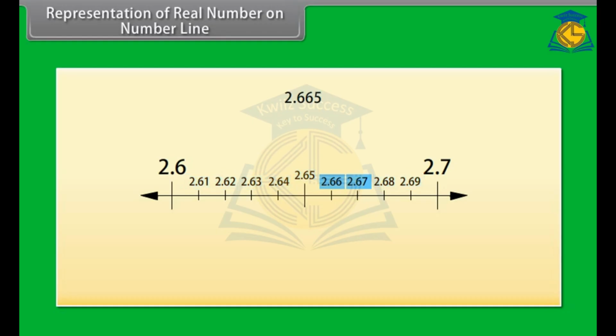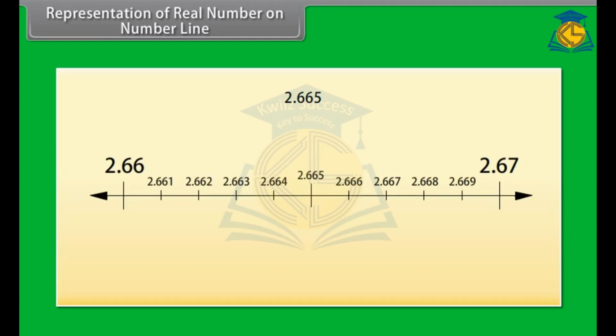Again, 2.665 lies between 2.66 and 2.67. Let us focus on this portion of line and imagine dividing the portion into 10 equal parts. The first part represents 2.661, the second part represents 2.662, and so on. 2.665 is the fifth mark in these subdivisions. This process of visualization of representation of numbers on number line is called the process of successive magnification.